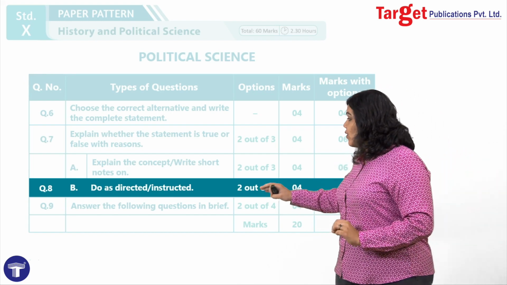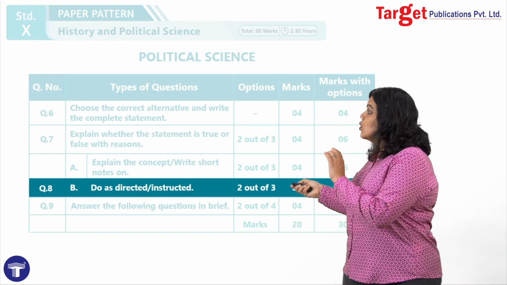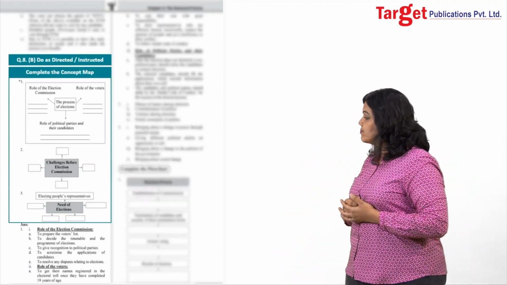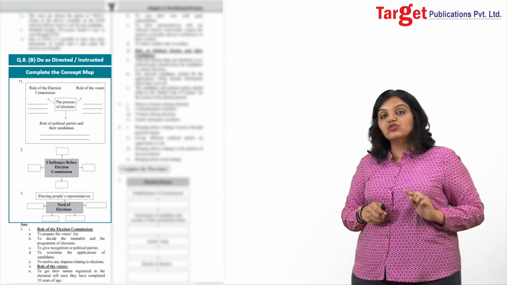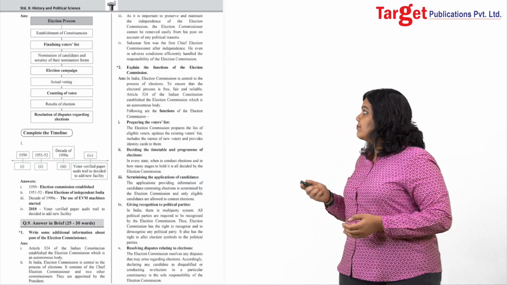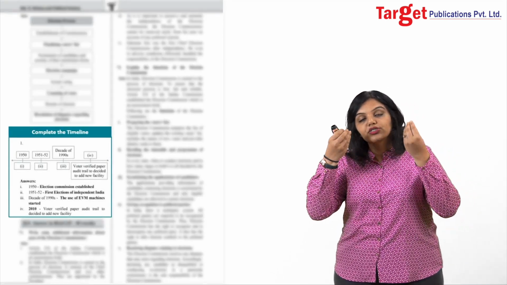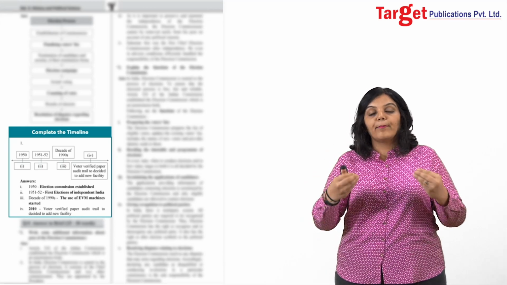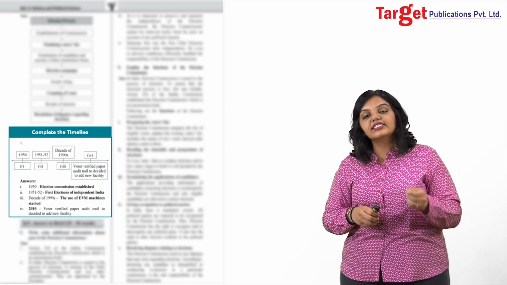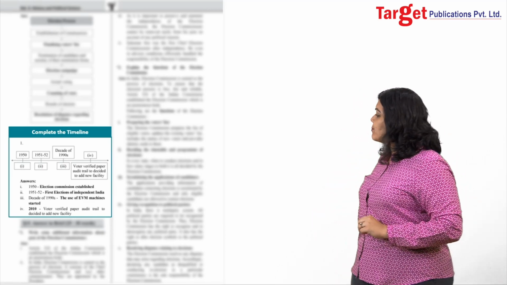Now remember, this question is very similar to the question you will see in your history paper, which means here also you could be given a concept map which you have to complete, and you could also be asked to complete the flow chart or complete the timeline. And as usual, our instruction remains the same. Remember to redraw the diagram in your paper and then complete it. And as you can see, we have covered every single type of question that could possibly be asked in your exam paper.